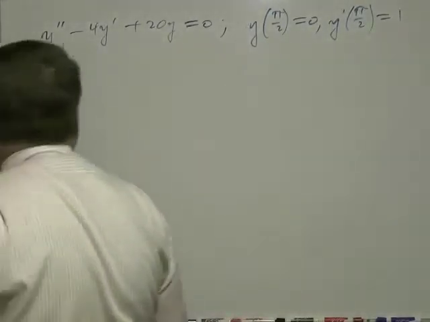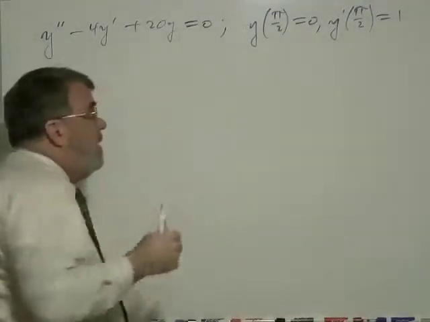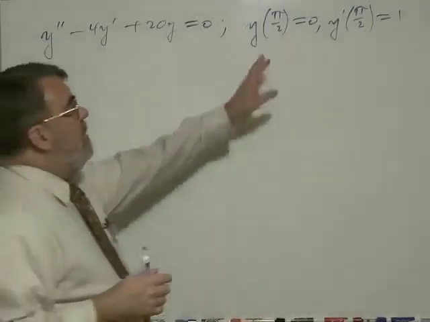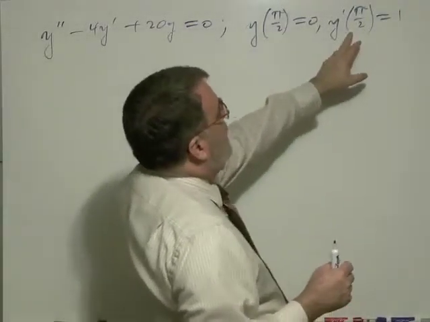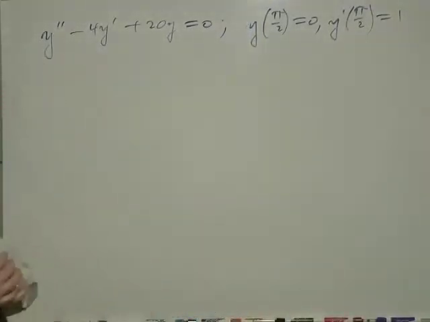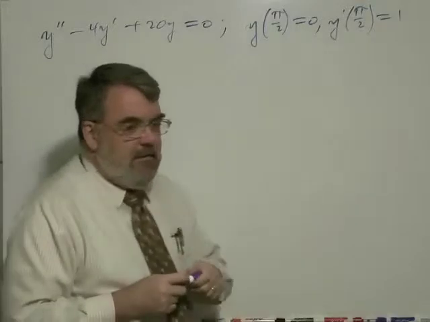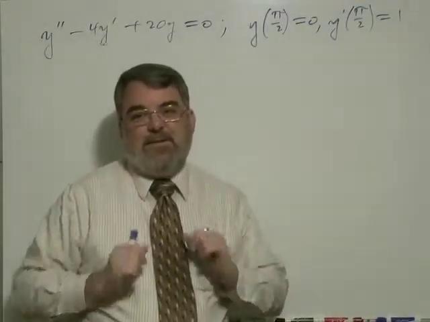It reads, y double prime minus 4y prime plus 20y equals 0. And the initial conditions are y at pi over 2 equals 0 and y prime at pi over 2 equals 1. Now it's typical in these problems for the two initial conditions, and we need two initial conditions to solve for those two constants we keep getting.